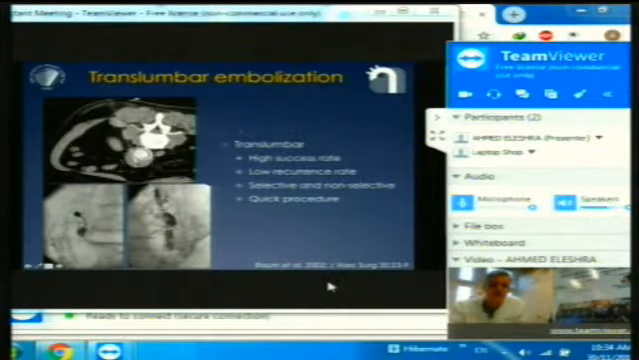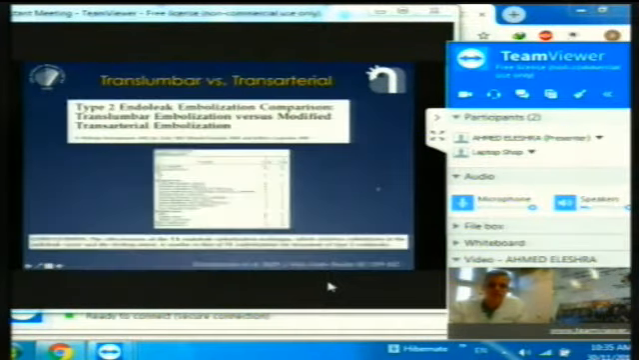Translumbar embolization has been popularized, and especially with the use of CT fusion, this can be done relatively easily. As you see here, a needle is introduced into the aneurysm sac, and then usually a sac embolization is done using glue, as in this case, or using coils and other occluding materials. The advantages are that there's a high success rate and it usually doesn't take a lot of time, but the disadvantage is that it's usually a non-selective technique.